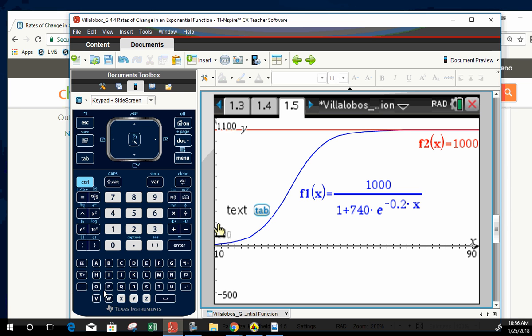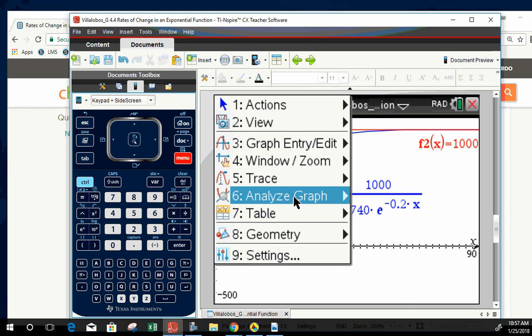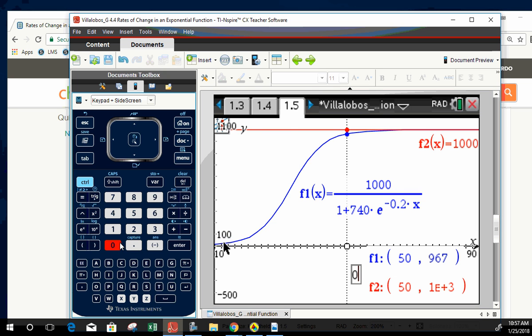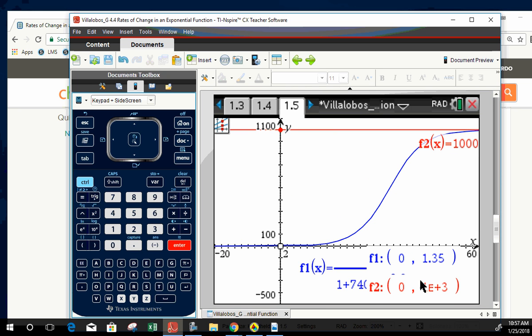Now, how about 0? Where does it start? This particular function. Menu, analyze graph, trace, trace all. Now if I do 0, so 135 is where this thing starts, 1.35 is where it's starting, close to 1. And 50 years from now, 167, and so on. And of course, you can go down and see what's going on with your function.